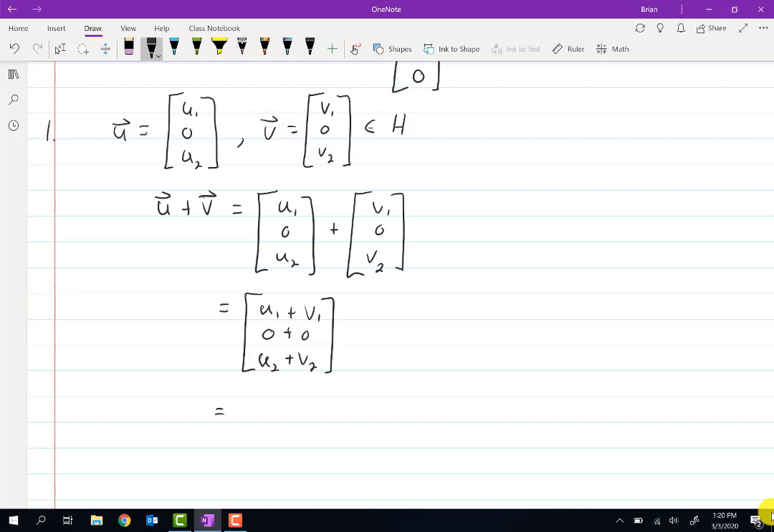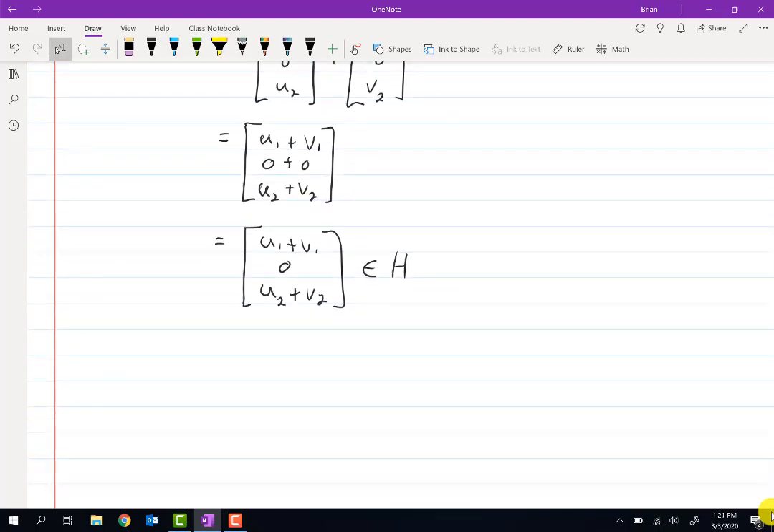But then if you'll notice, I'll have a U1 plus a V1, still a 0, U2 plus a V2. So you can see that the resulting vector I get from adding them still has a 0 in the middle spot. That's all that matters. The other two, the first coordinate and the third coordinate, can be any real numbers they want, and that's okay. These things in the first and the third row are real numbers. So we have closure under addition. Let's try number 2.